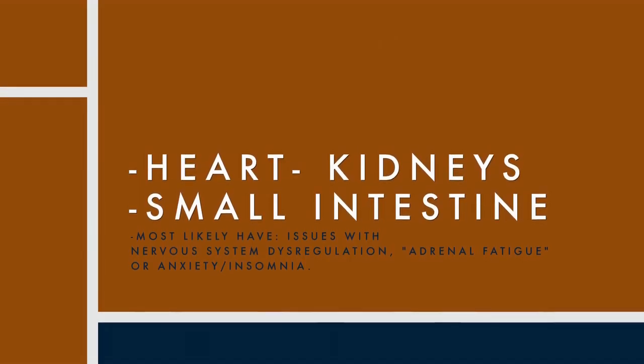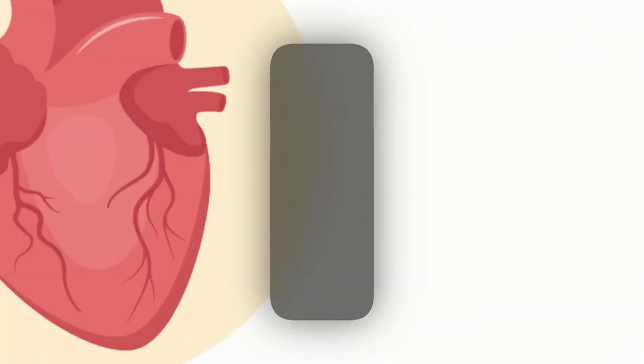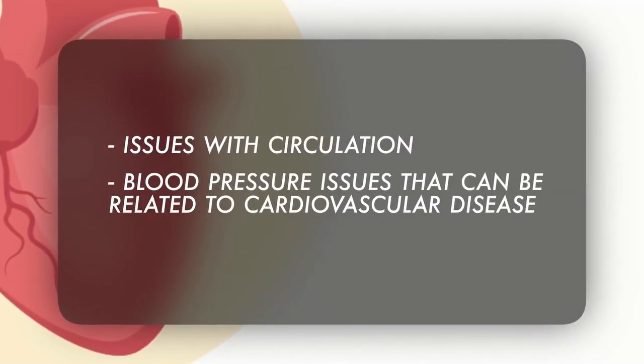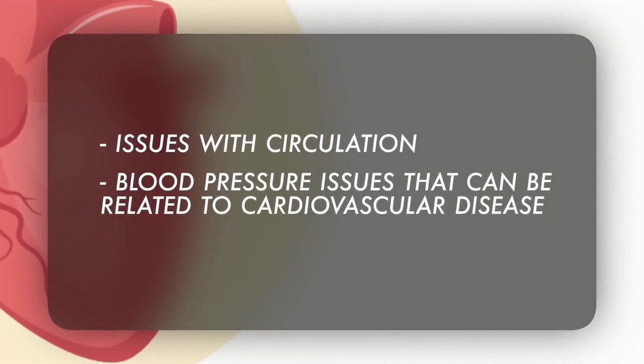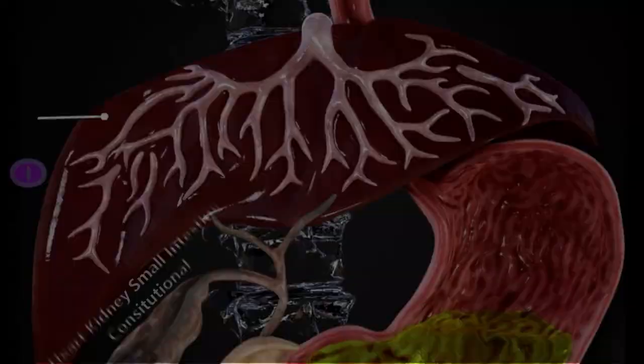This is the heart, kidney, and small intestine. So when we're talking about the heart, for example, of course it does relate to functions that are related to the anatomical heart, right? Like for example, issues with circulation and issues with blood pressure, issues that can be related to cardiovascular disease. But the heart also relates to the nervous system.